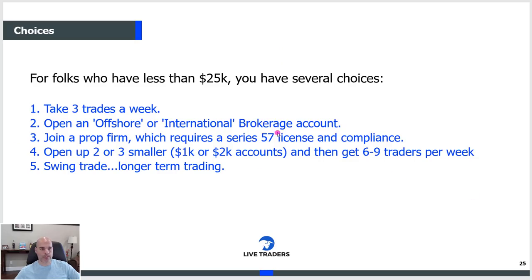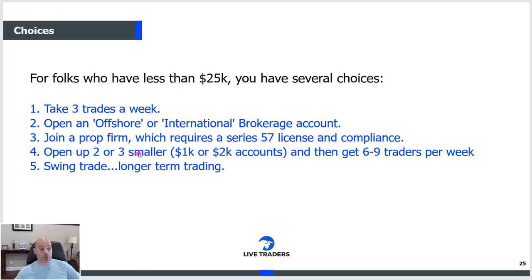If you have less than $25,000, you have several choices. You can take three trades a week, assuming you go the retail route. You could take three trades a week, okay, on a rolling basis. That's fine. You can open an offshore or an international brokerage account like TradeZero or ShoreTrader, and so forth. That's fine. I can't recommend it because it's offshore. I won't do it, okay? You could join a prop firm, which requires a Series 57 license and compliance, okay?